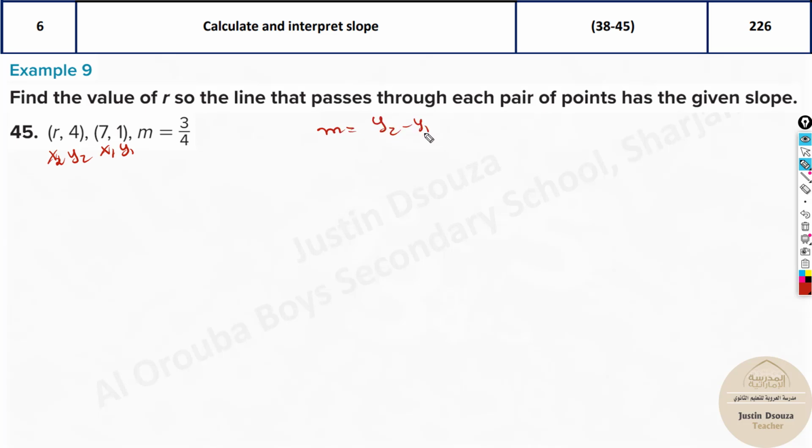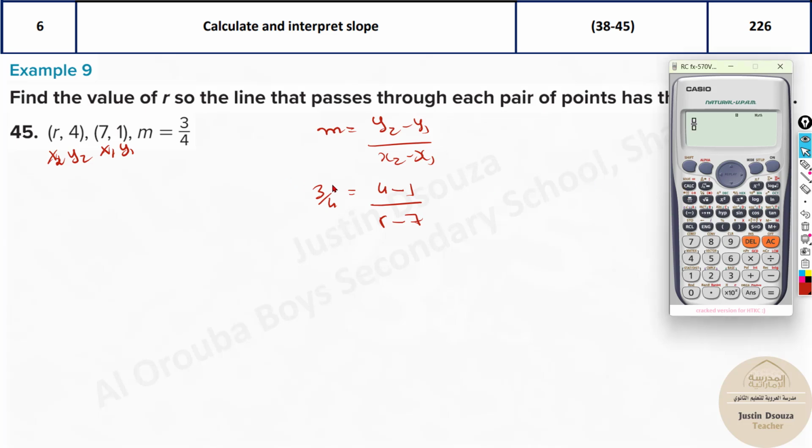It'll be y2 minus y1 by x2 minus x1. The formula doesn't change. This is 3/4. What is y2? In this case, I've taken it as 4 minus 1 divided by x minus 7. Let's use the calculator and get the answer here. All you do is substitute: 3 by 4 equals 4 minus 1 divided by alpha x minus 7. Shift and solve and you will get the answer.